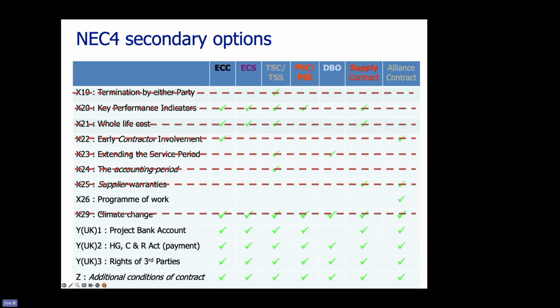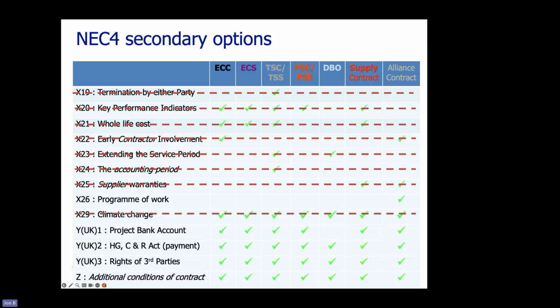Supplier warranties. We've talked about warranties. These are direct with the supplier and the alliance contract. Program of work is on the alliance contract, and this came about, and I have a bit of direct experience. Basically, I was helping the Highways Agency, I think it was still called the Highways Agency, when they were developing their alliance arrangements for smart motorways.